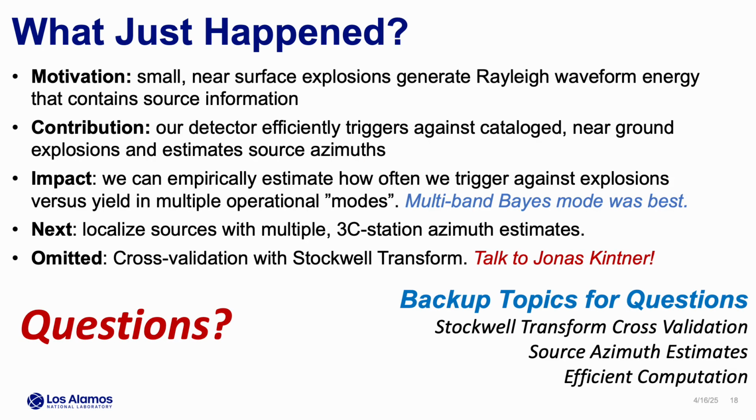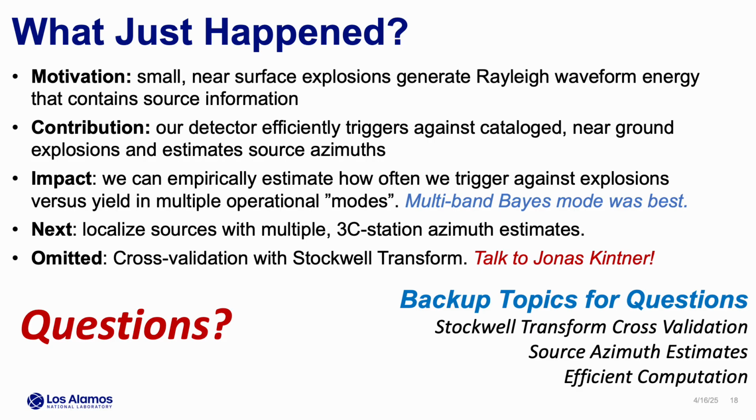So, what did you hear today? Explosion monitoring, first off, requires a capability to detect signals like RG at local distances with sparse sensor coverage in this particular scenario and others. We provided today a detector that efficiently triggers against airborne cataloged explosions or near-surface explosions and outputs good estimates of their source azimuths from one sensor. That's key. You don't know the azimuths ahead of time.